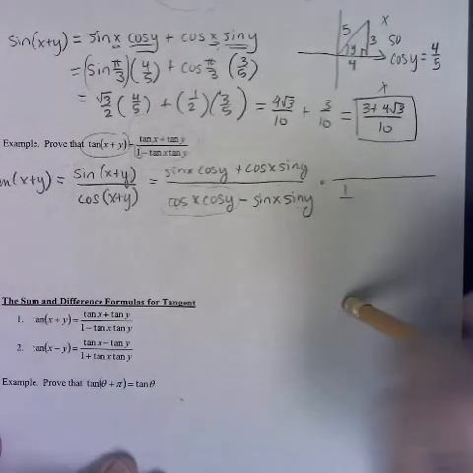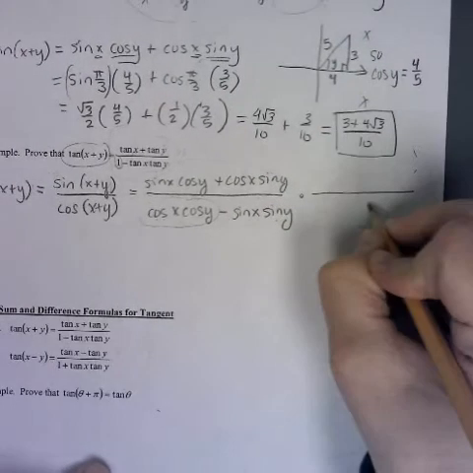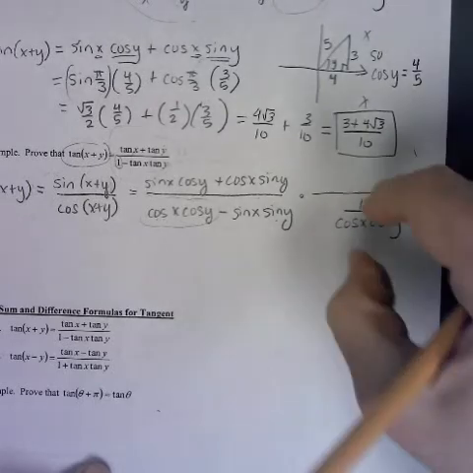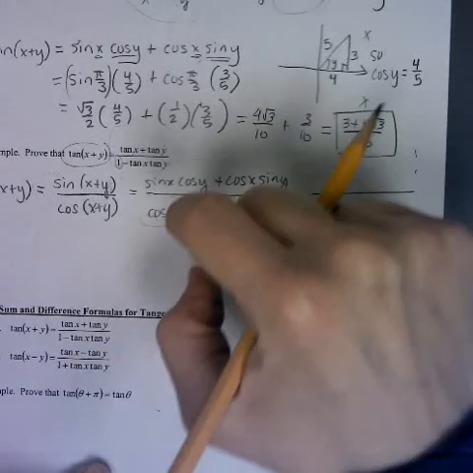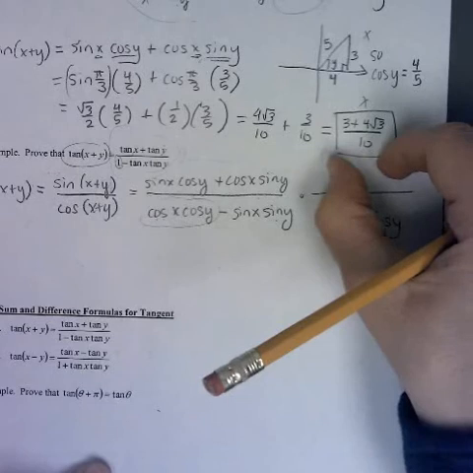I'm writing it over so far, 1 over cosine x cosine y. When I do this to the bottom, I have to take this times both of these terms, right? And whatever I do to the bottom, I need to do to the top as well. Before I write it in the numerator, I'm going to check though. So of course I'd get a 1 here.